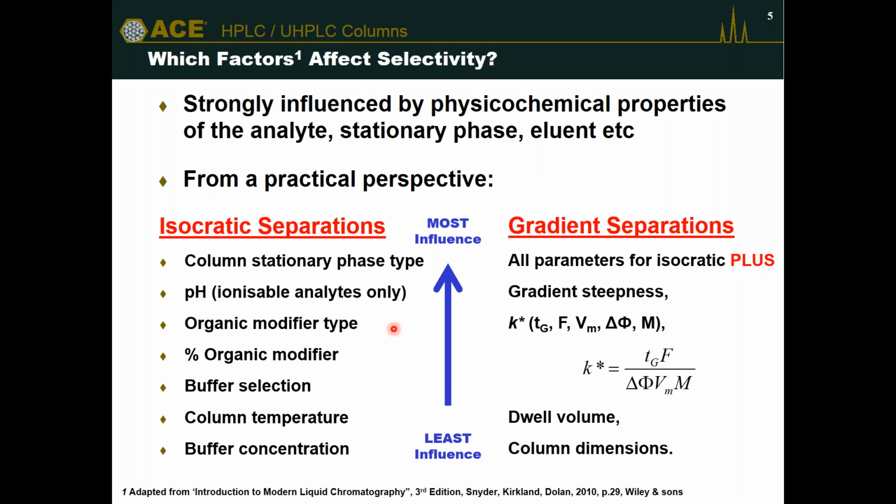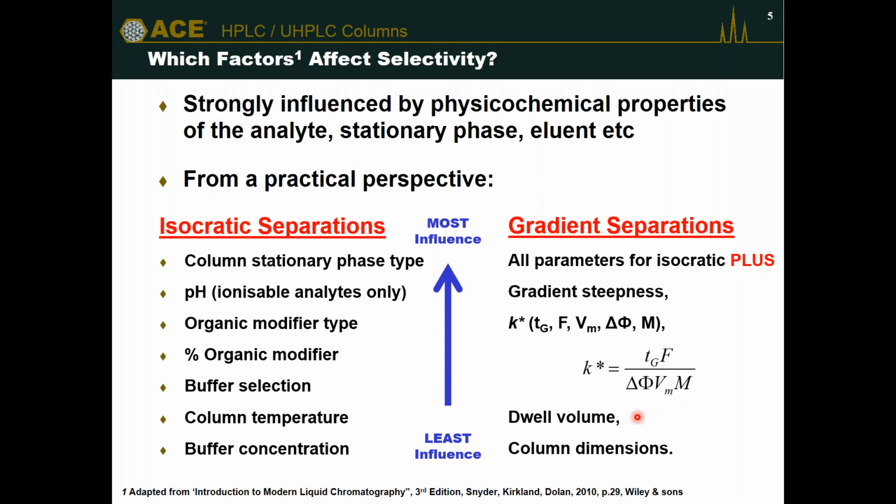Now for gradient separations, of course, the parameters on the left are important, but there are some specific parameters that can affect selectivity in gradient elution chromatography. For instance, we have the gradient steepness, we have the apparent k, the apparent retention in gradient chromatography according to this equation here: tG the gradient time, F flow rate, and then the gradient range, the column volume, and a constant depending on your analyte molecular weight.